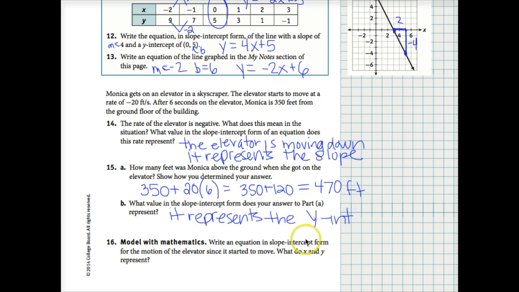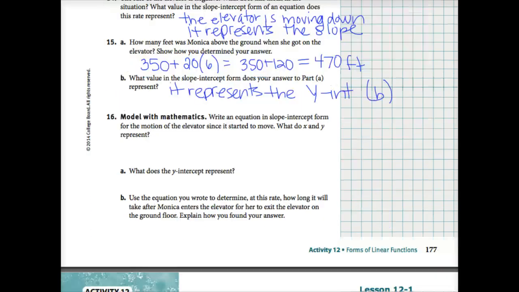So it represents the y-intercept there, or the b value. So 16, write an equation in slope-intercept form for the motion of the elevator since it started to move. What do x and y represent? So we already know the value of m because that was our rate, and we know the value of b because we just found it in 15a.